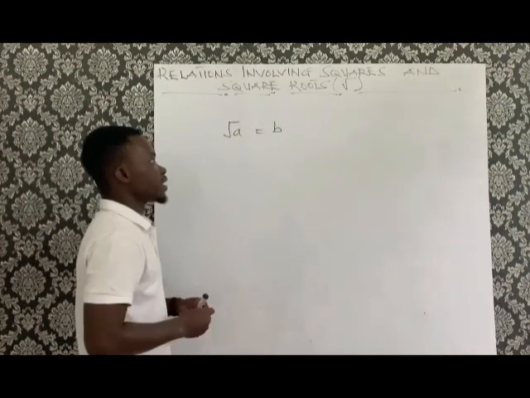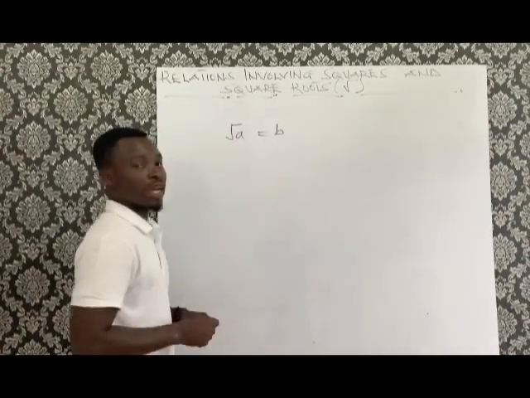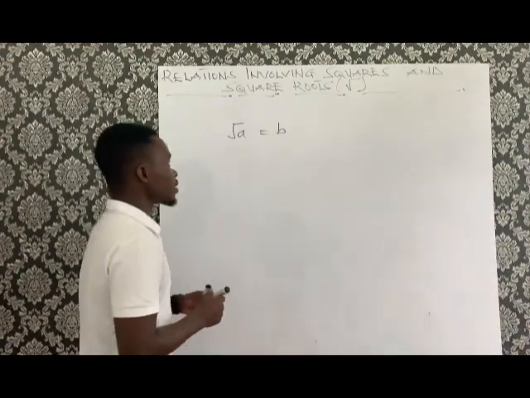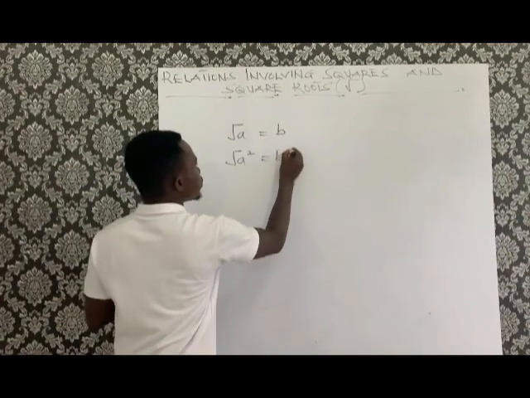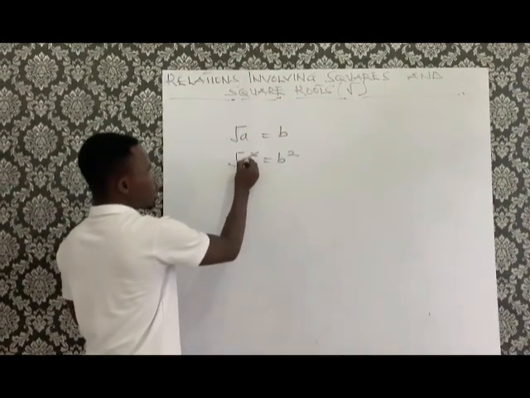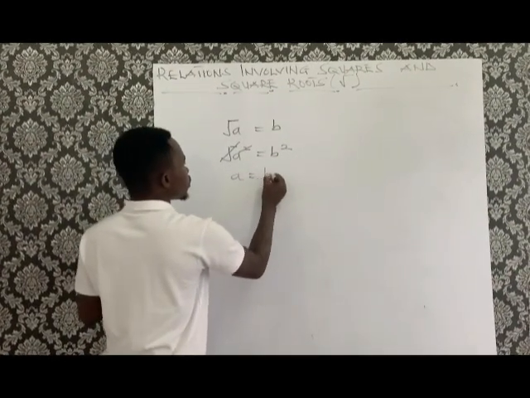there's a root sign over here. So to get rid of the root sign, you have to square both sides of the equation or the relation. So you have root A squared equal to B squared. Therefore, the square over here cancels the root sign, which will be A equal to B squared.